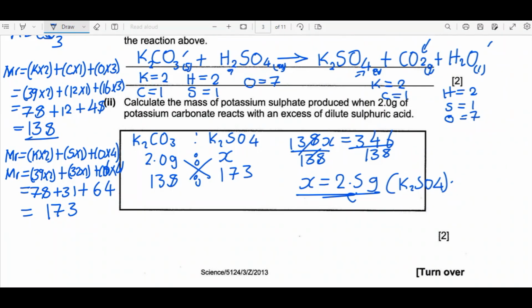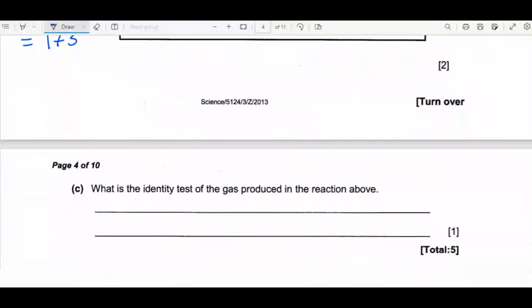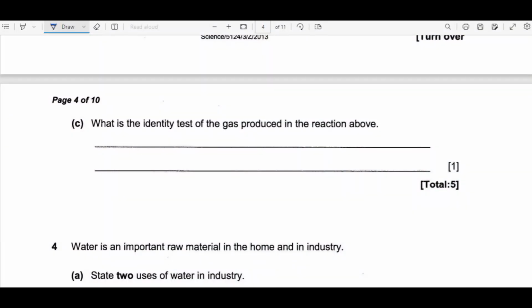So for this one, to summarize, we are saying whenever a metal carbonate reacts with any acid, salt, carbon dioxide, and water must be produced. Then question C, what is the identity test of the gas produced in the reaction above? Remember, the gas produced is carbon dioxide. So the identity test, we just say it turns lime water milky.